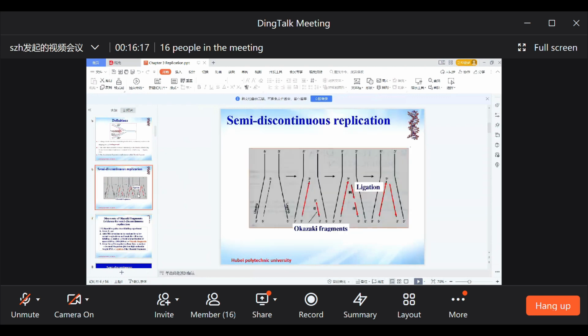And another one, semi-discontinuous replication. Like this, you can see. The leading strand continuously synthesizes offspring DNA. And for the other strand, you can see it synthesizes discontinuously.